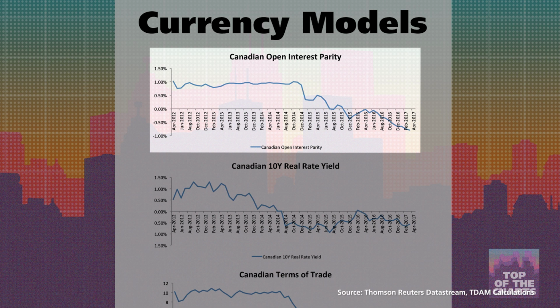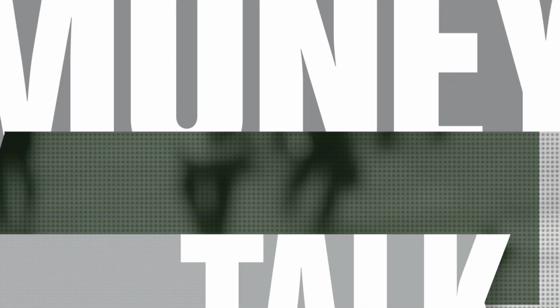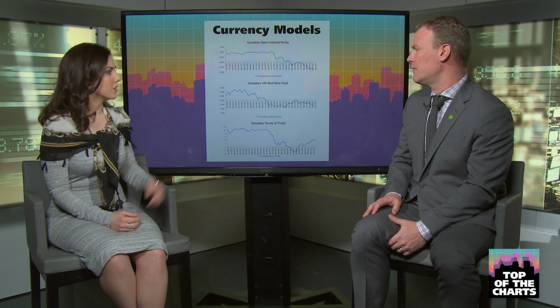And so as the differential increases in favor of the US dollar, it puts more and more cost to hedge US assets. And this tends to be a headwind for the loonie when rates in the US are higher than in Canada. Moving to the middle chart, what's the takeaway there?